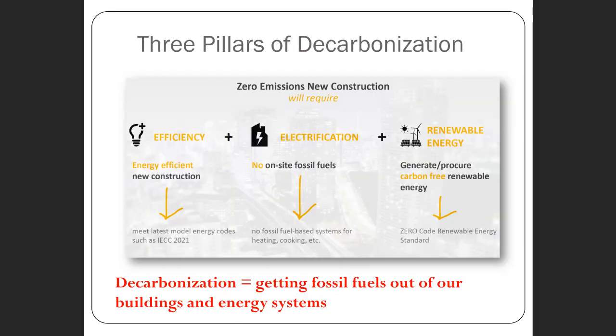Again, here are our three pillars: efficiency, which means energy efficient new construction, but also energy efficient retrofit, deep energy retrofit; electrification, meaning no fossil fuel based systems for heating, cooking, etc.; and renewables, either on-site or off-site. Again, getting fossil fuels out of our buildings.